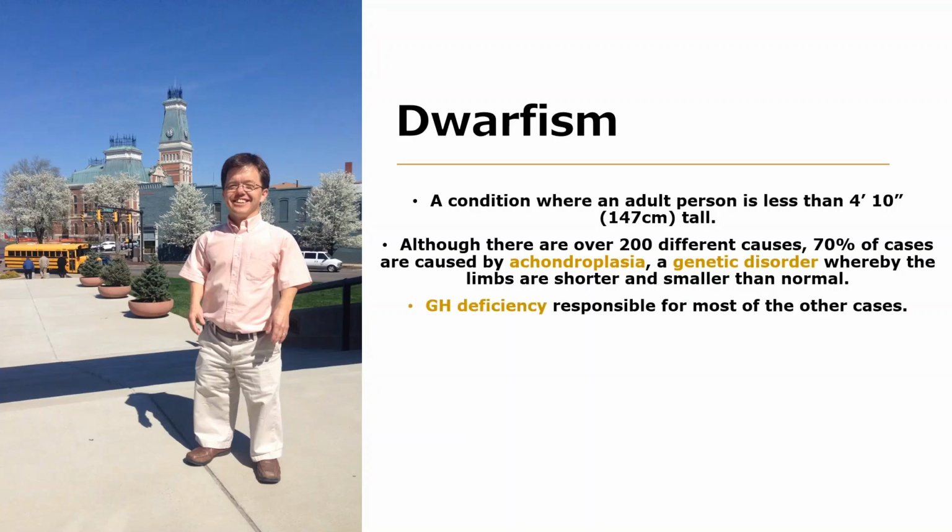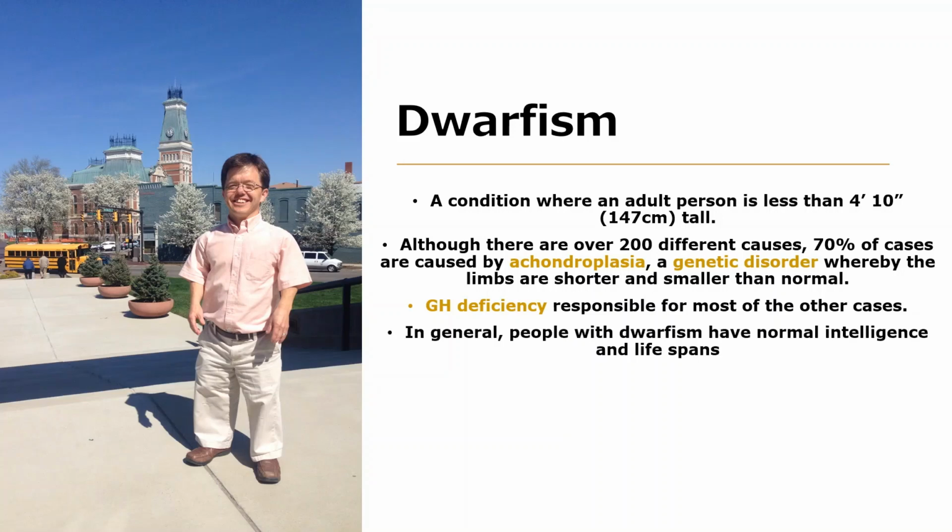The other 30%, a lot of them are caused by simply a deficiency in growth hormone. Some kind of gland in your brain that we'll talk about later doesn't produce growth hormone, or you're not using the growth hormone correctly that is being produced. So in general, people with dwarfism only have problems with their arms and legs being short. They usually have normal intelligence and live normal lifespans.